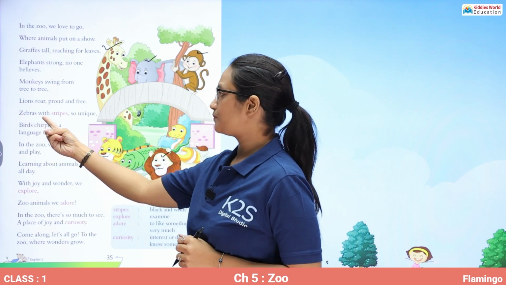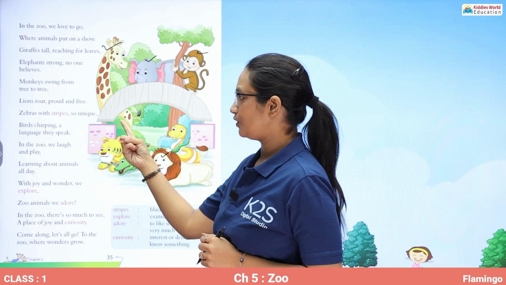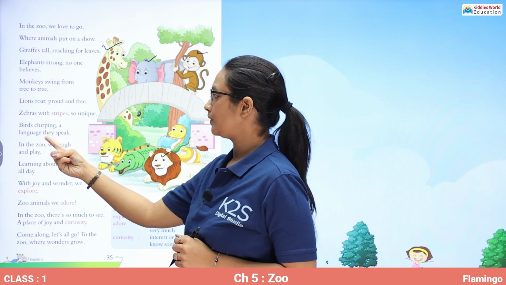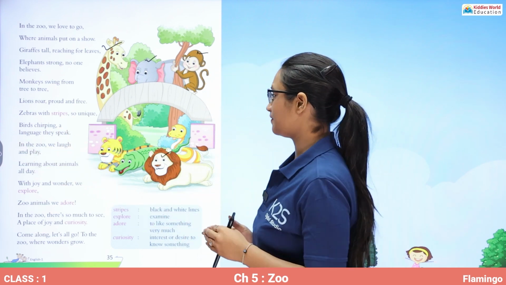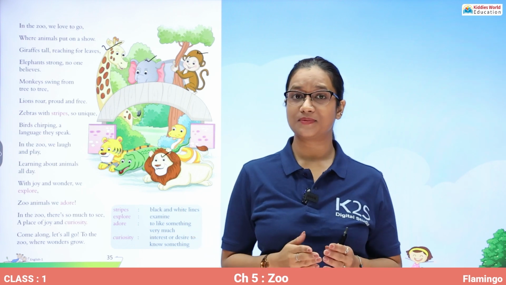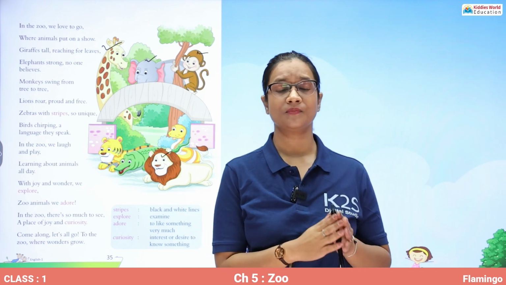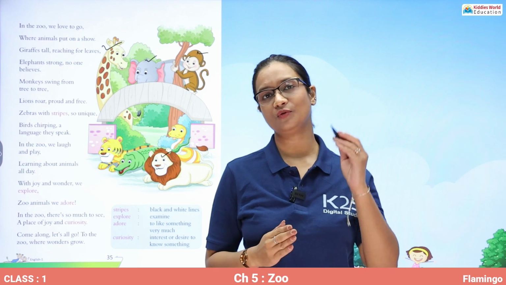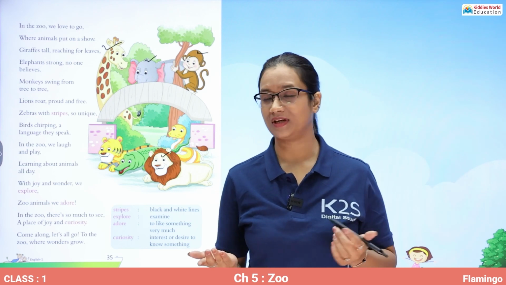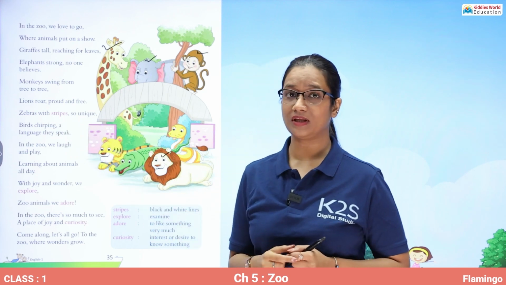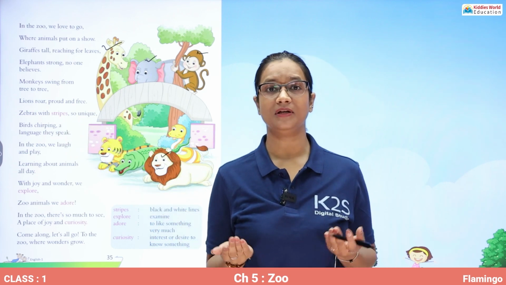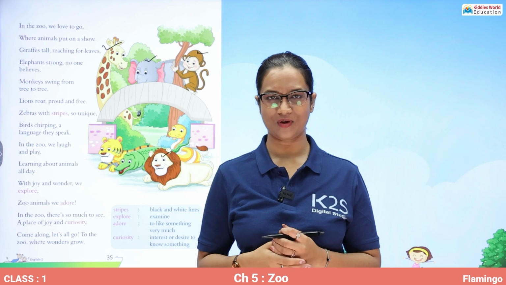Now zebras with stripes, so unique. Birds chirping, a language they speak. So zebras have stripes on their body. As we saw on the previous page, zebras have those black and white stripes, right? So zebras with stripes, so unique. It is a very unique animal because it has stripes on it.